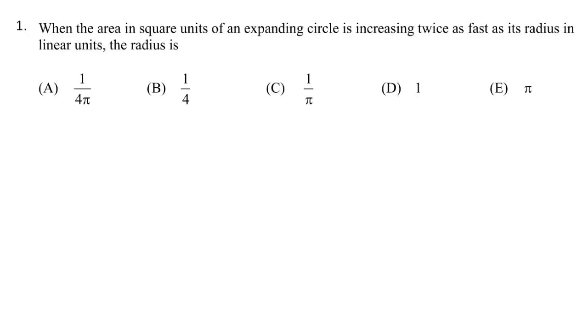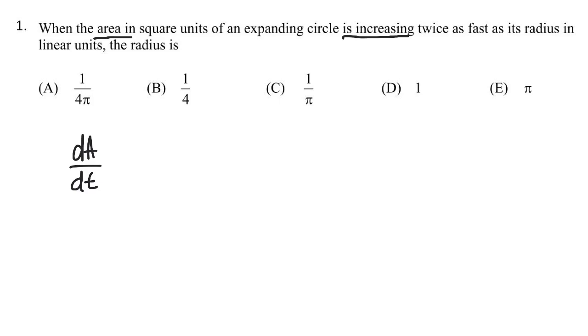Okay, this is our worksheet that we did. Okay, our first question: when the area in square units of an expanding circle is increasing. So at that particular moment, notice that we're told that the area is increasing. So that tells me that we have dA over dt. And I know that because it says the area of an expanding circle is increasing.